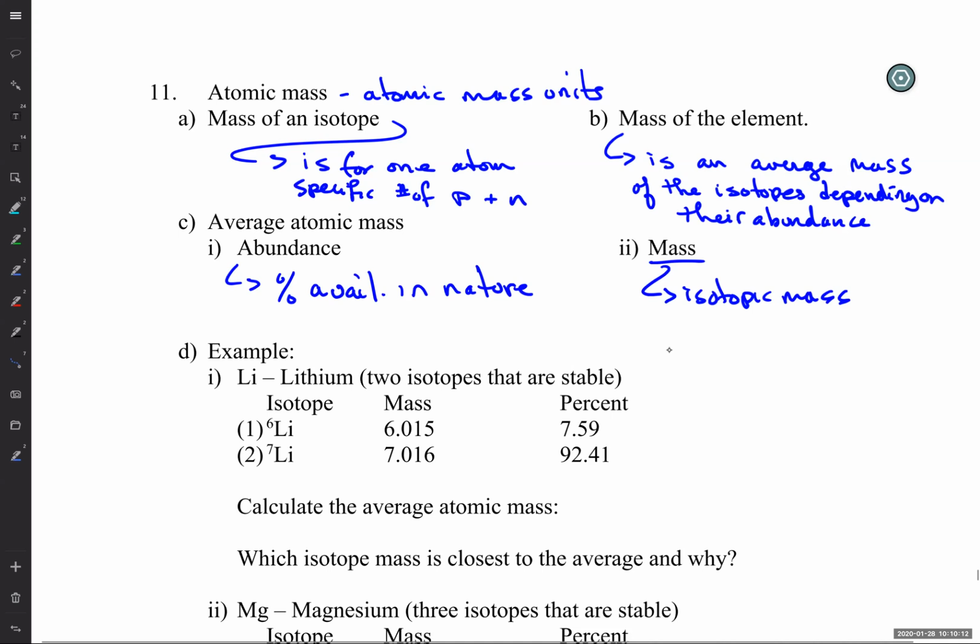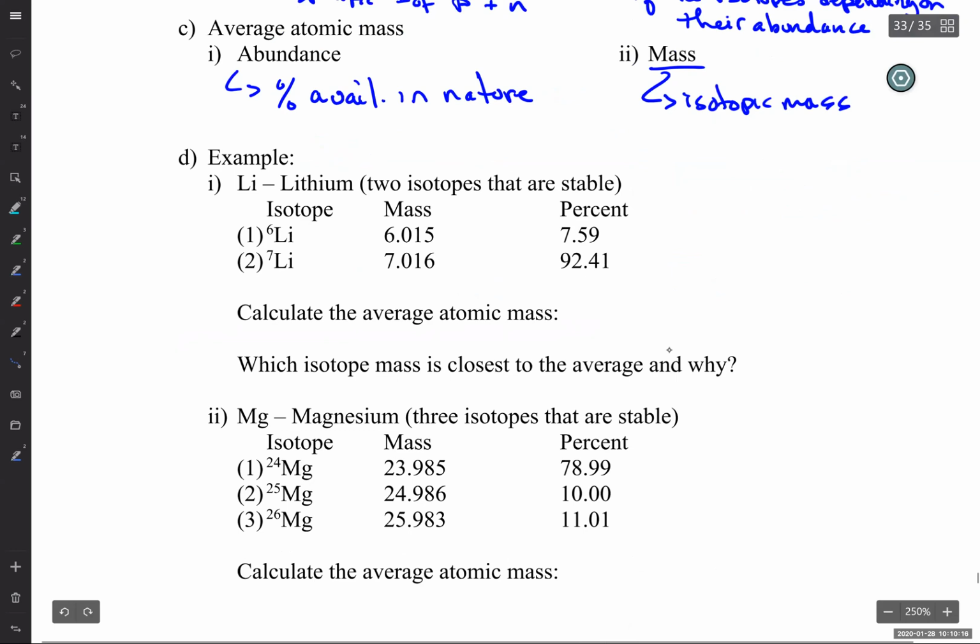So this is some example data. This is for lithium, right? There's 2 isotopes that are stable. So when we're talking about what's available in nature, we're talking about the stable isotopes. A lot of isotopes aren't stable and they decay away, and over the time frame of the universe, they don't exist anymore.